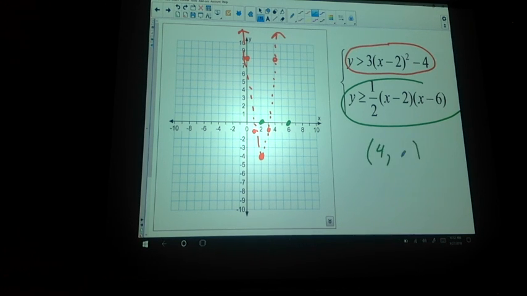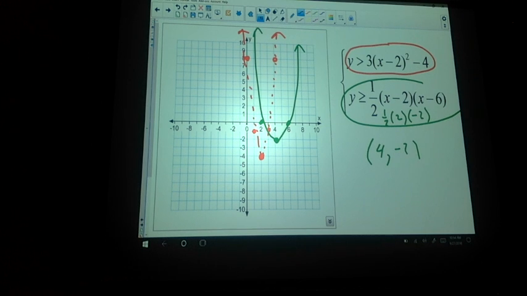So if I plug 4 in, that's going to give me 1/2 times 2 times -2. So half of -4 is -2, so (4, -2). And it's a solid. Is that okay? All right.